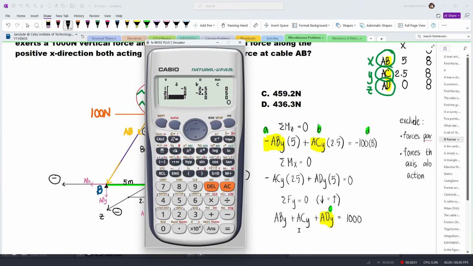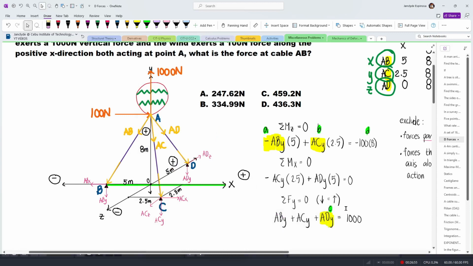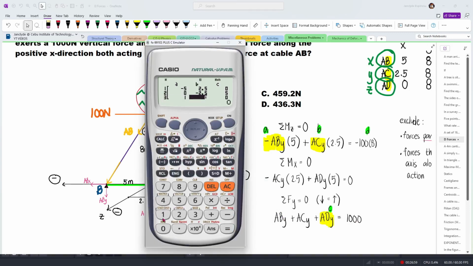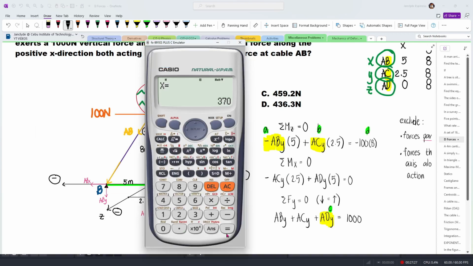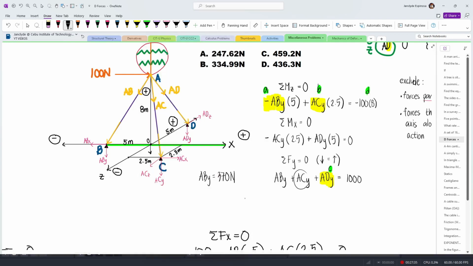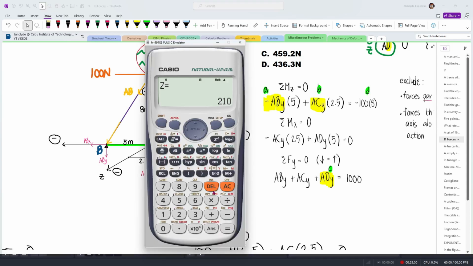Now by the way, this is also ACY. And then for the third equation, we have all the variables equal to 1000. So we have here 1, and then 1 for ACY, and then another 1 for ADY. And then this is going to equal 1000. So press equals, we're going to get all the forces. So we have ABY equal to 370, and then press equals, we have ACY equal to 420, since it corresponds to our second unknown. And then press equals, we have ADY equal to 210.